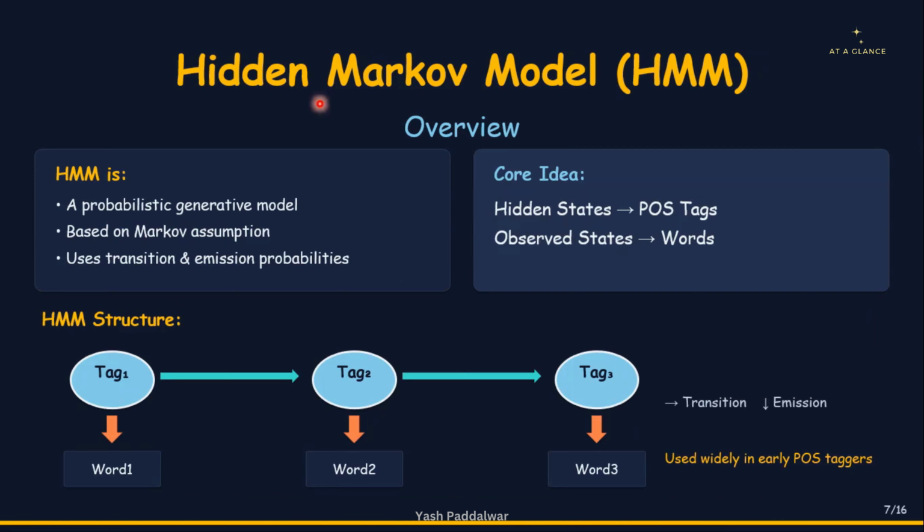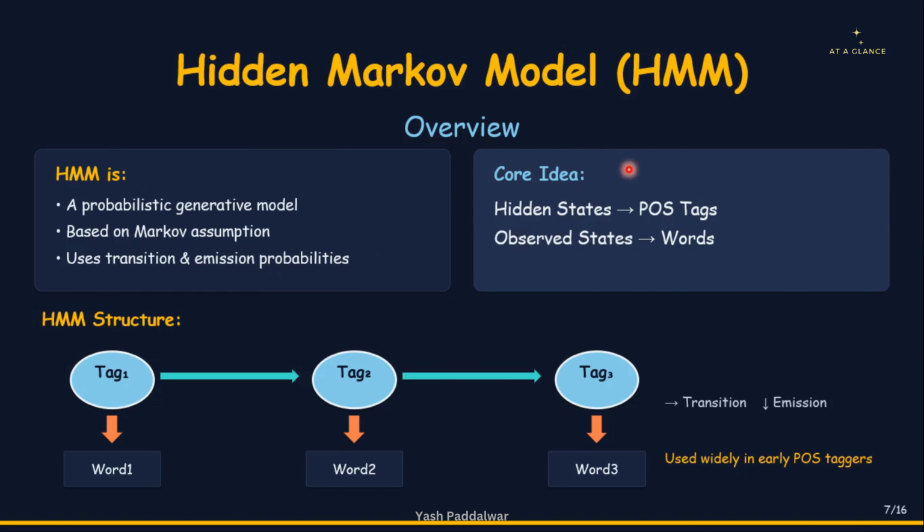The very first is HMM, that is hidden Markov model. Hidden Markov model is one of the earliest models used in NLP. Remember that HMM is a probabilistic generative model. It is based on the Markov assumption and it uses transition and emission probabilities. Basically, we have multiple concepts inside HMM. We'll see that in detail in upcoming videos, where I'll be creating separate videos on the HMM topic. So we'll discuss that further in those videos. But for an overview, just remember that it uses transition and emission probabilities.